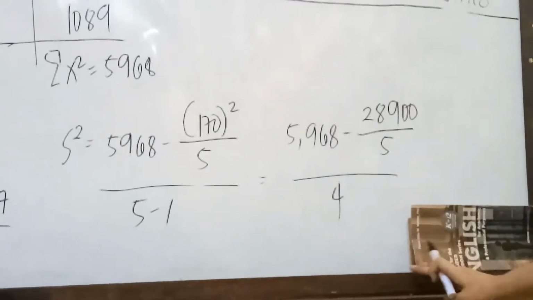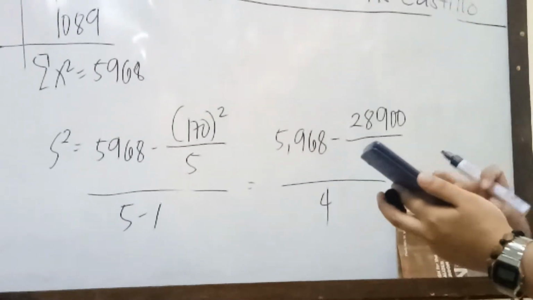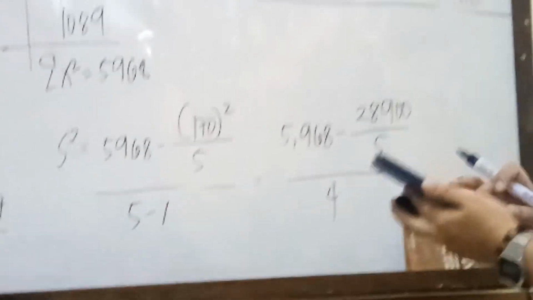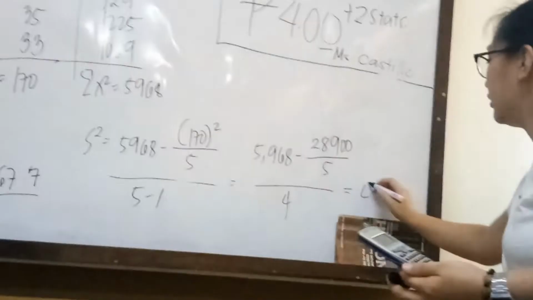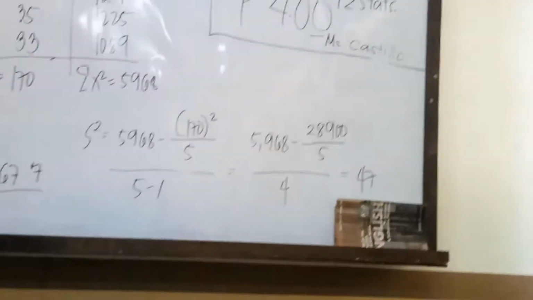Yan. Pwede na natin madiretso yan sa calculator. So let's just key in 5,968 minus, then use the fraction bar. So we have 28,900. Tapos baba natin. Yan. Divided by 4. 47 is the answer. The answer is 47. Okay?